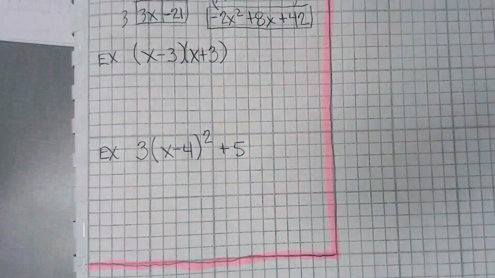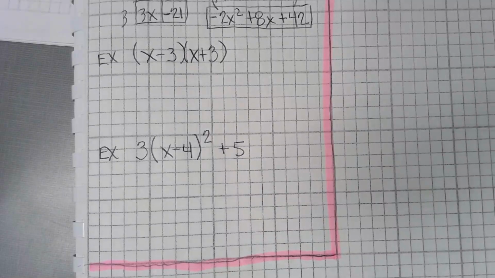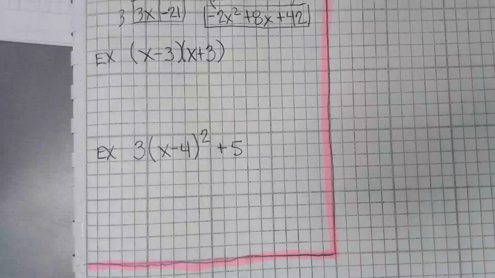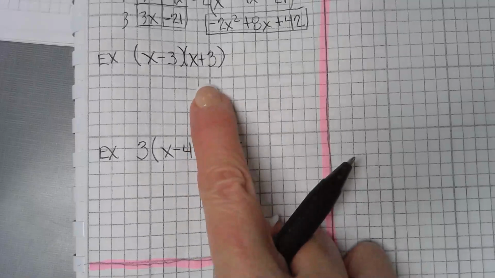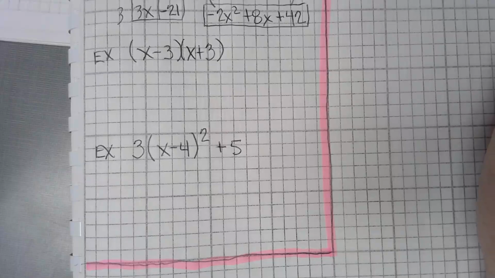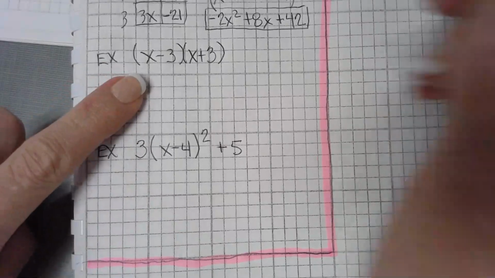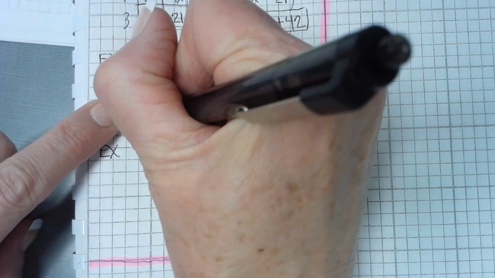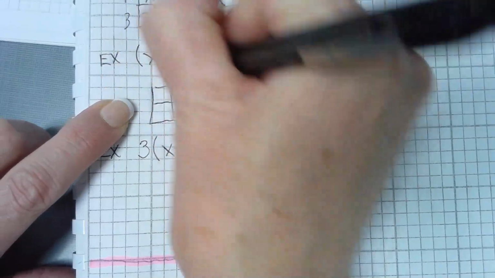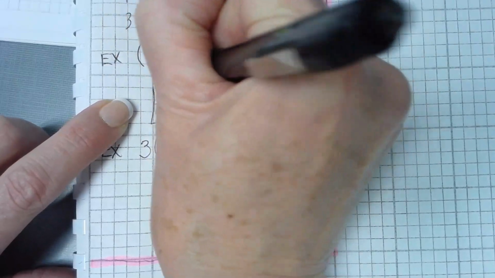Okay, so those last 2 examples we're going to put in this box. Give yourself a little space. Okay, a 2x2 box here. Put an x and a -3 up top, an x and a positive 3 down bottom.